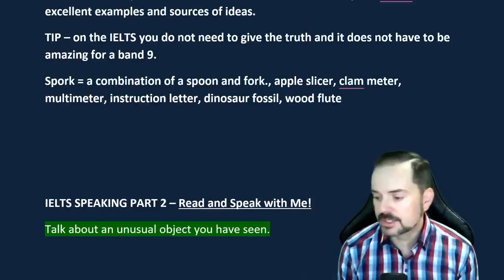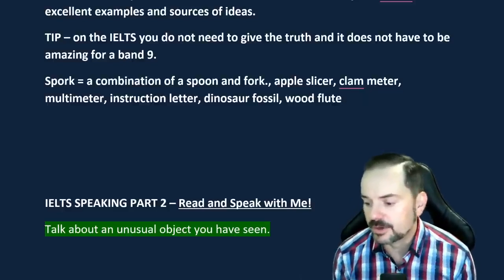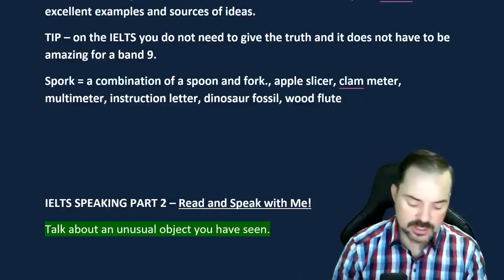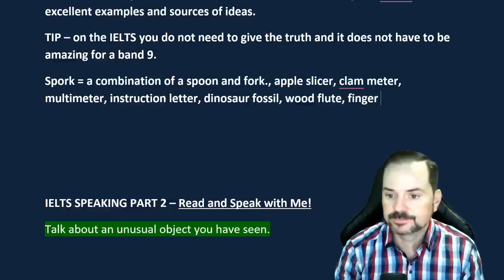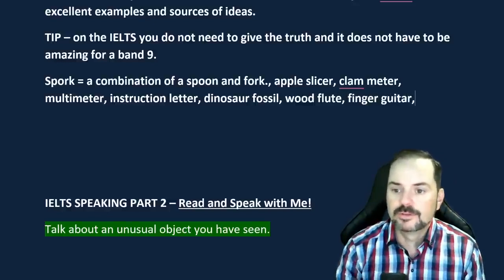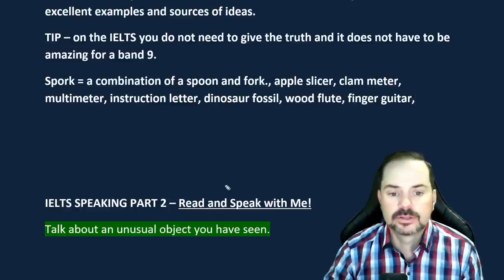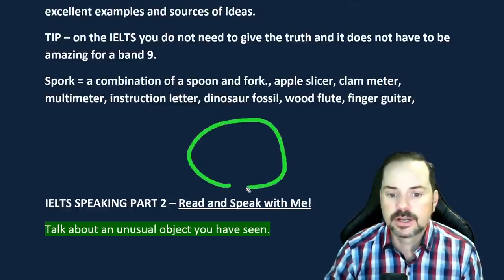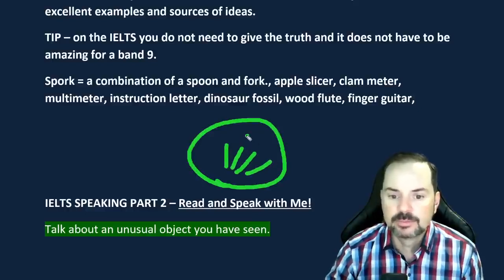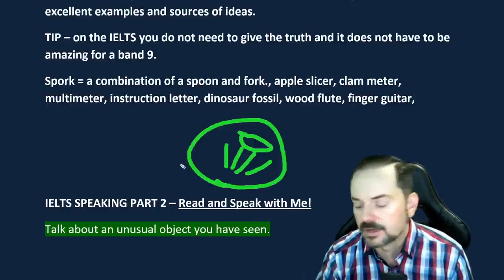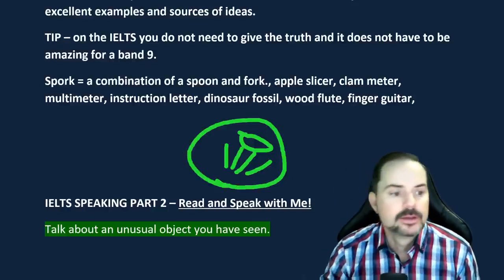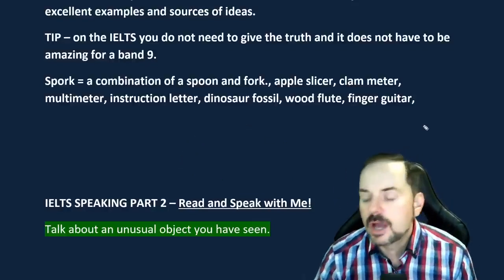So there are lots of unusual objects. Yeah, in music, Amra, there's lots. There's, for example, the finger guitar. I don't know if you've seen that, but the finger guitar looks like this, kind of round. They usually use a coconut shell, and it's got these little metal pieces that you pluck or push on, and then it makes a nice sound. It looks like that. It's a finger guitar. Okay. All right, so lots of unusual objects.